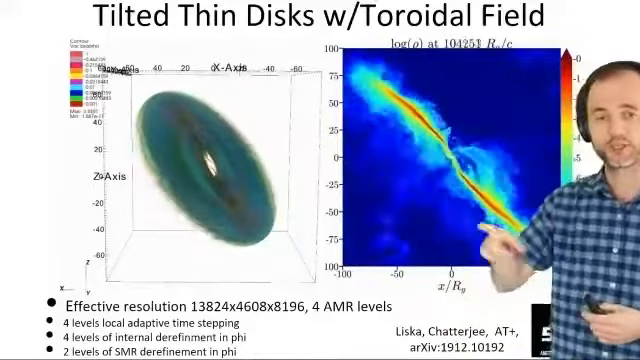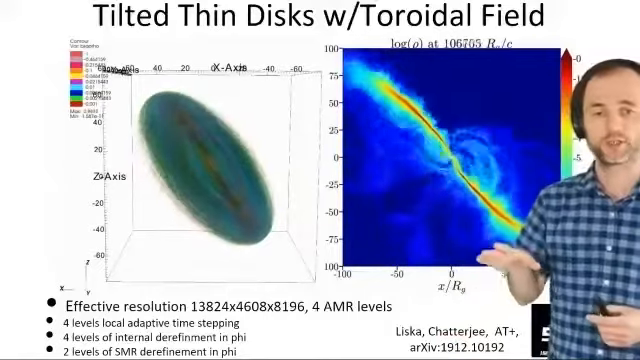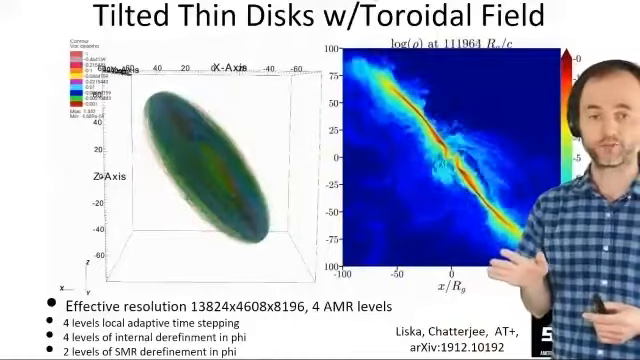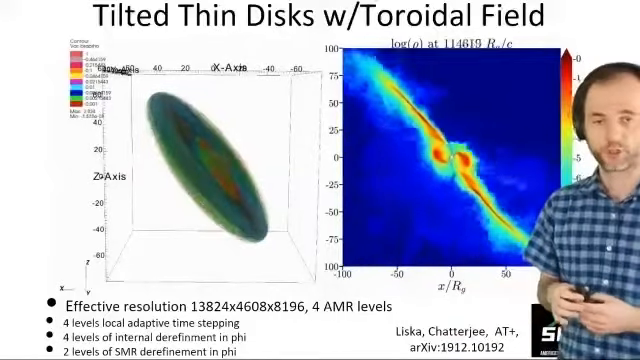And you can see how thin this disk is. And no matter how thin it is, we still have about 20 cells, if not more, per scale height of the disk to resolve the turbulence in it.